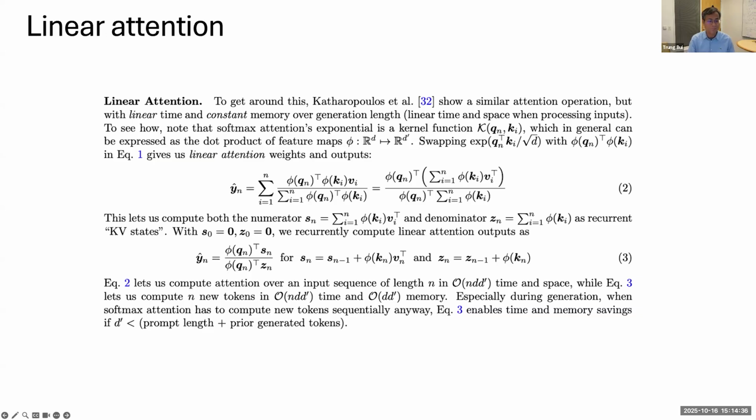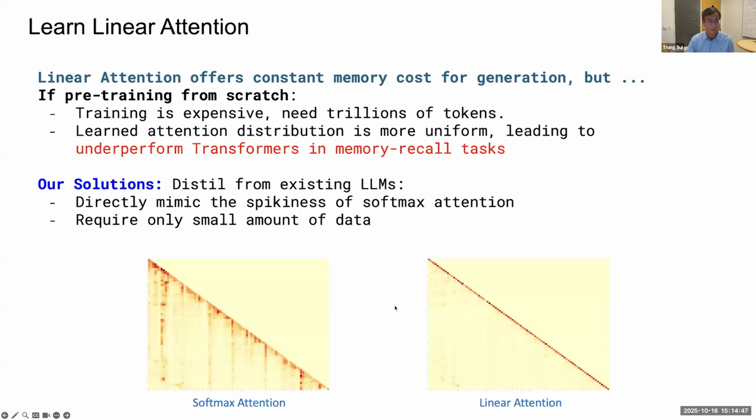Of course, given that the new dimension is smaller than the sequence length, with the input prompt and the prior generated tokens. Let me move on. From this work, there are two lines of work related to learning linear attention.